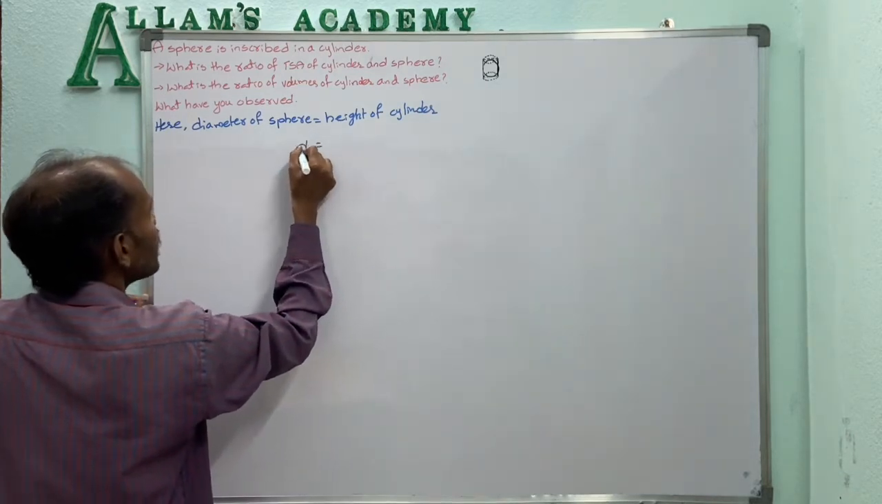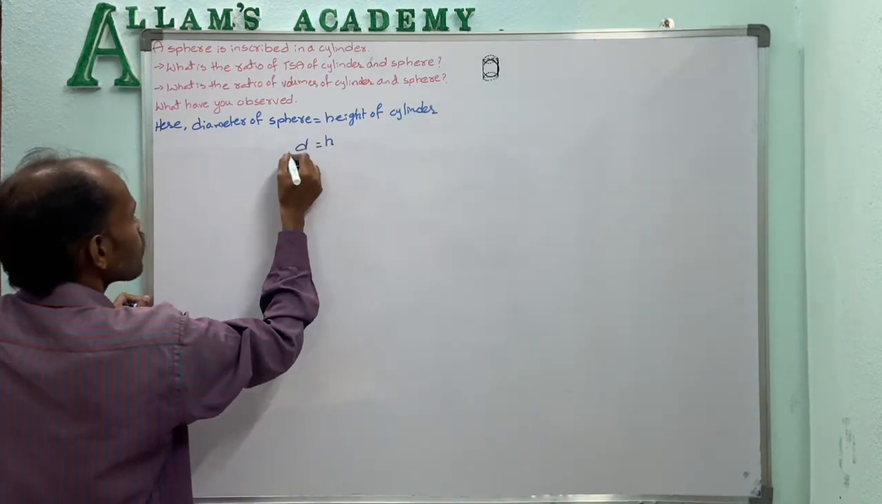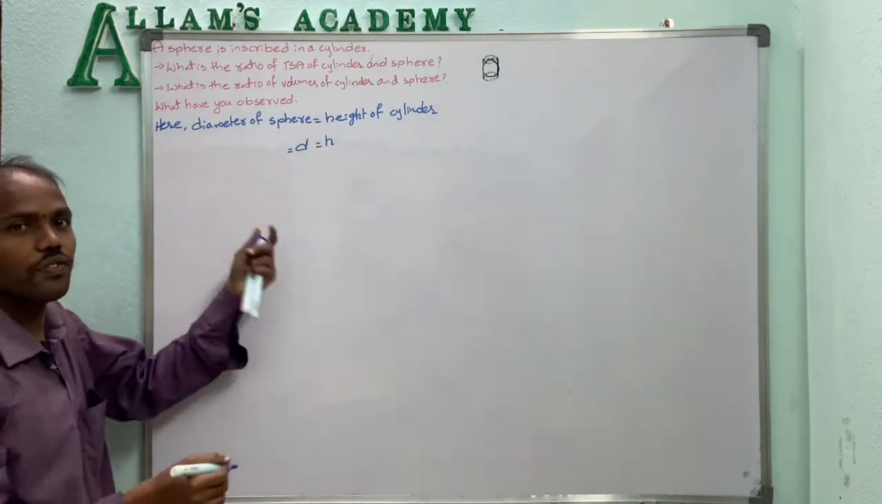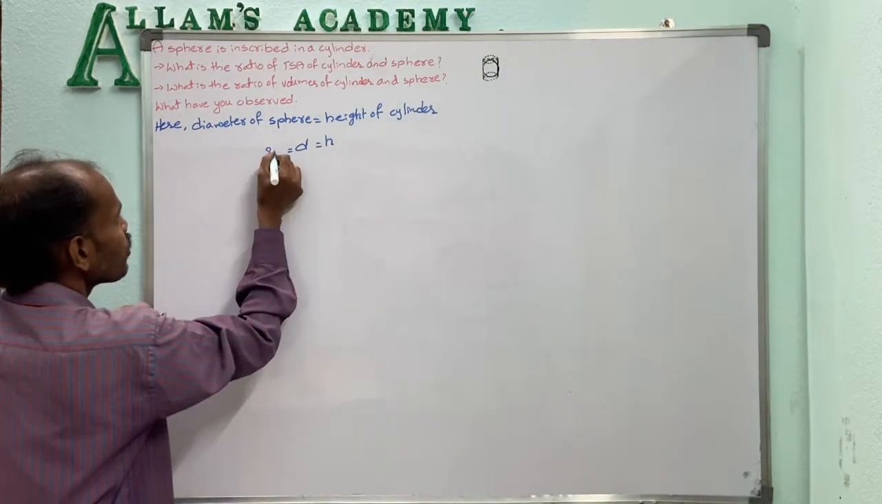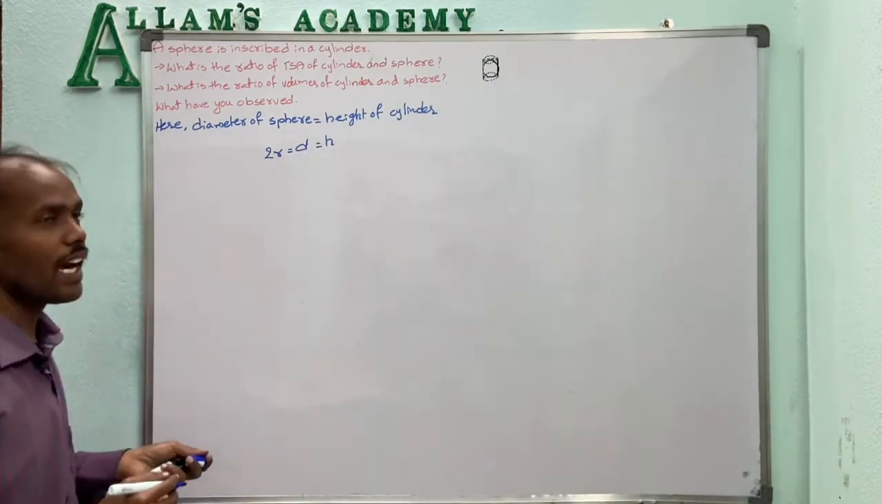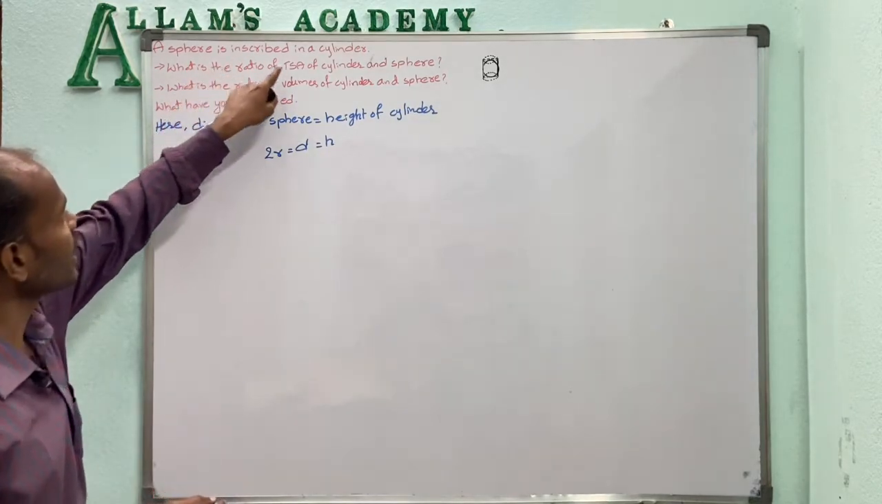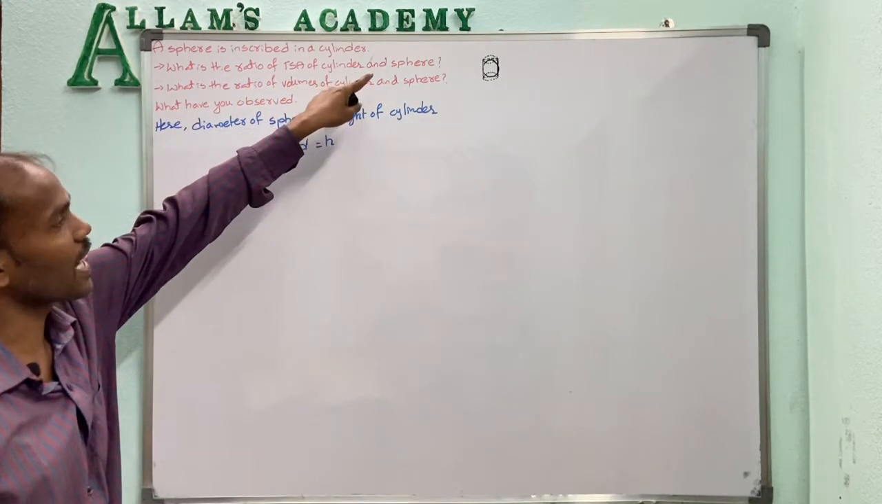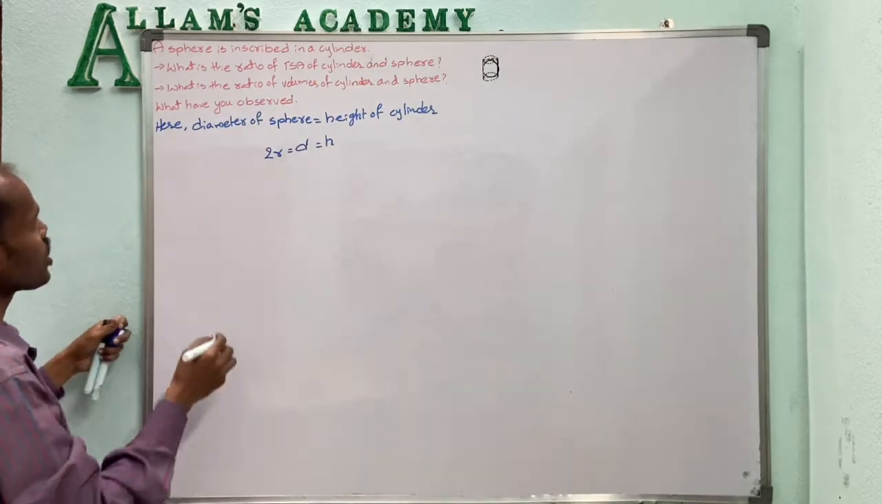So D is equal to H. In the place of diameter, if we take radius, then 2r is equal to H. Now finding the ratio of the total surface areas of the cylinder and sphere.